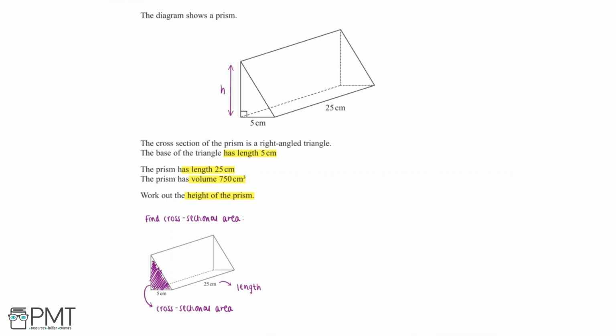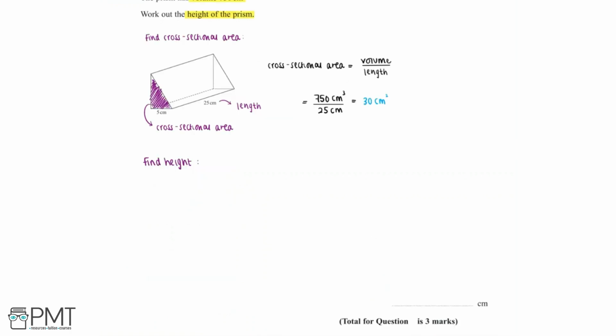Since we know that the volume of the prism is equal to the cross-sectional area multiplied by the length, we can say that the cross-sectional area is equal to the volume divided by the length. The volume divided by the length is equal to 750 divided by 25, which is equal to 30 centimeters squared. And so the cross-sectional area, which is the area of the shaded triangle, is equal to 30 centimeters squared. We can use this area in order to find the height.